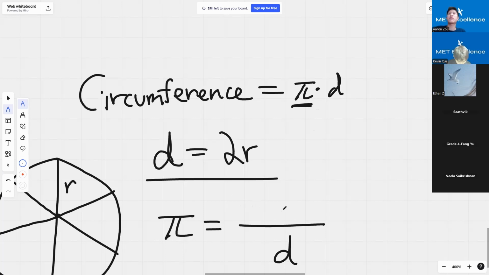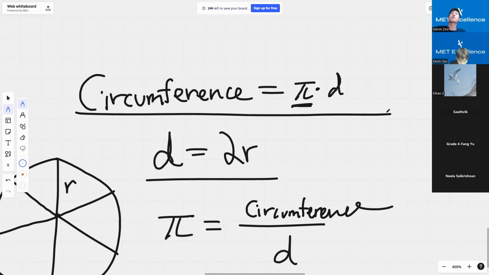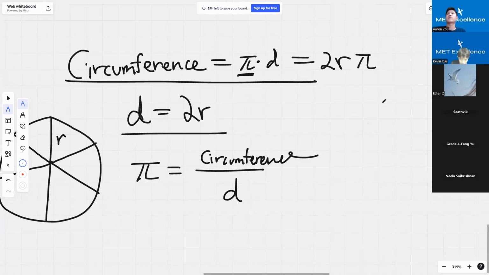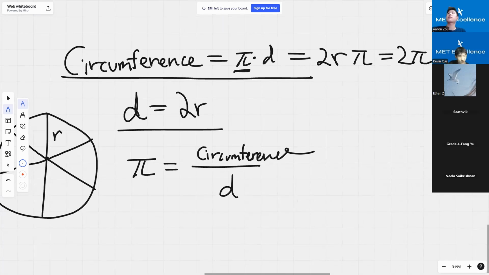So pi is the circumference over the diameter, right? If you rearrange this equation, you get pi as the circumference over the diameter. But if you want to calculate the circumference, you do the diameter times pi, which is also 2r times pi, right? Because the diameter is 2 times r. So there we go. That is the circumference of the circle. So if you want to calculate the circumference slash perimeter of a circle, you use this formula right here. And maybe you might see it written as 2 pi r.